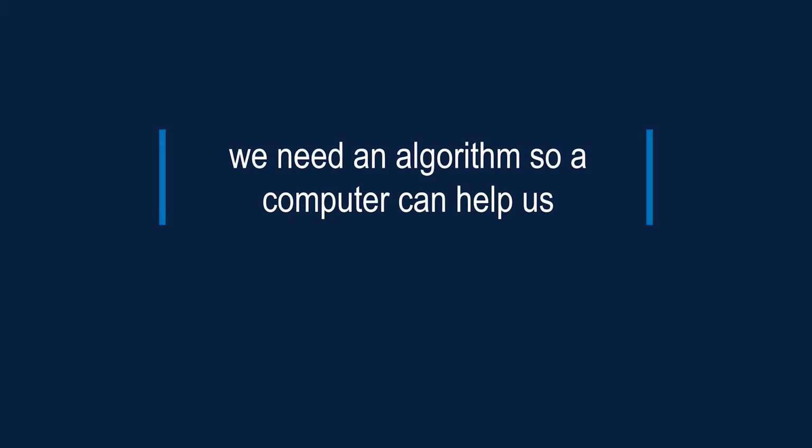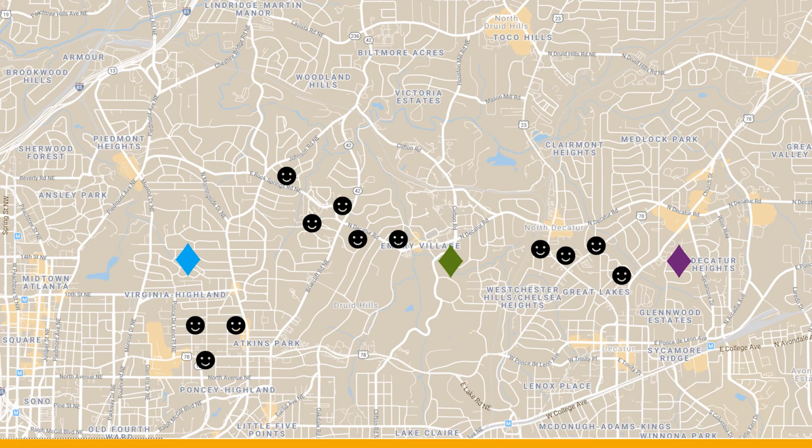But if we're going to get a computer to help us, we're going to need an algorithm for the computer to follow. We begin by randomly placing the 3 coffee shops on the map. Then we assign each customer to the coffee shop located nearest to them. But look, the purple customers would be better served if we moved the purple store to the center of the purple customers.